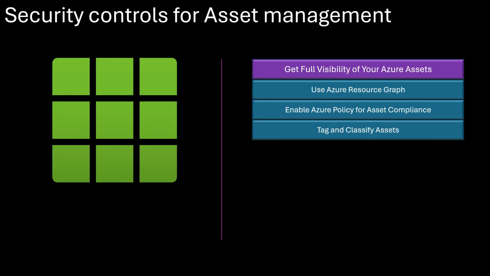Before you can secure your assets, you need to know what exists in your environment. Without full visibility, attackers could exploit unmanaged or forgotten resources. In this case, you can use Azure Resource Graph. Using Azure Resource Graph, you can get a real-time inventory of all resources, including virtual machines, storage accounts, databases, and identities. You can enable Azure Policy for asset compliance. Using Azure Policy, you can define and enforce policies to ensure only approved assets are created and correctly configured.